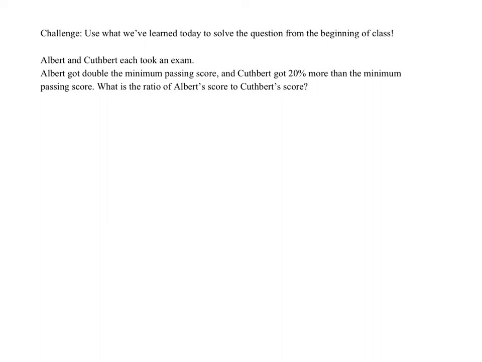So Albert and Cuthbert each took the exam. As we're reading through, it first says that Albert got double the minimum passing score. So the minimum passing score, I'm going to call that M, and I'm going to write down a bar to represent M. And it says that Albert, so if we're marking down Albert, he got double that amount. So Albert's score is represented by that picture.